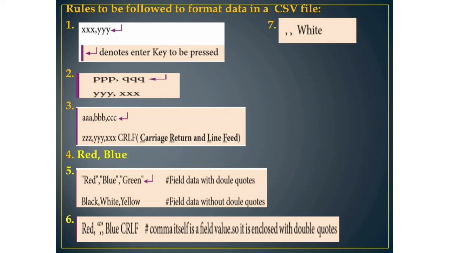They cannot be omitted. Suppose you have three fields and you don't want to enter the first two fields, you should not omit them. You have to leave them empty, and they should be separated by commas: space, comma, then space, comma, then the third field. Clear about this? These are the 7 rules to be followed while creating a CSV file.